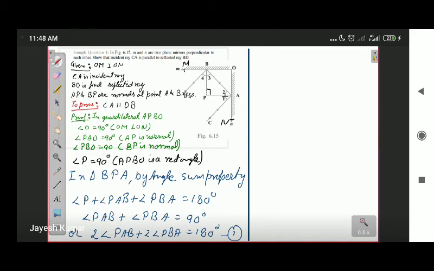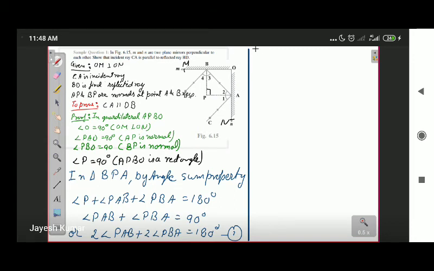Now, I have figured out that twice angle 2 and twice angle 3 sum to 180 degrees. So now we will move on with the question. How so? Now we will prove that twice angle PAB is this angle and twice angle PBA is this angle. So let's start.